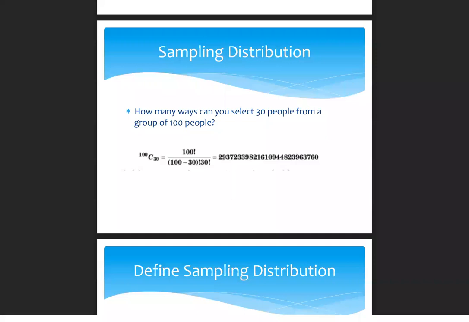Good afternoon, everybody. We are going to start with sampling distribution today. In order to get started with the sampling distribution, I will present you with an example. Okay, the example is this.